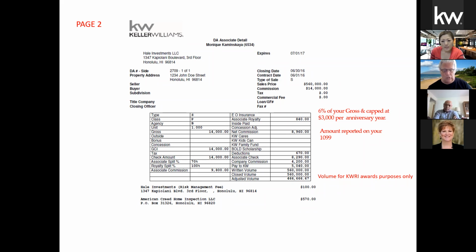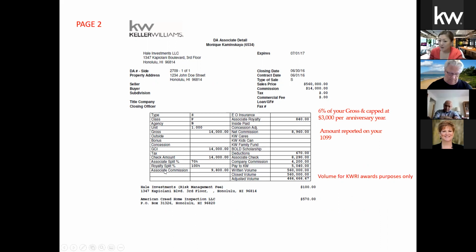Ooh, interesting. Is there anything on page 2 of the DA that's not on this sample DA that you're seeing right now? Tax, is that the GE tax? Yep, that's what it is. Okay, so we're gonna go through the GET tax after. Thank you.